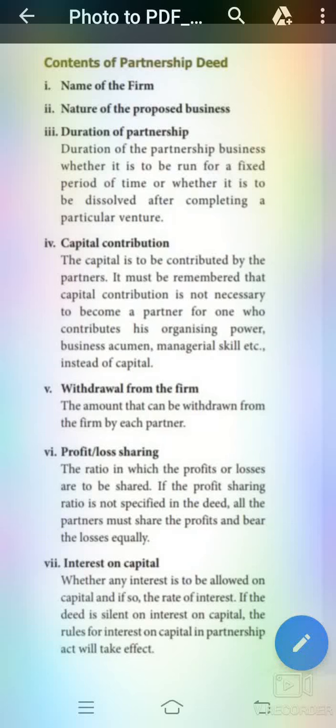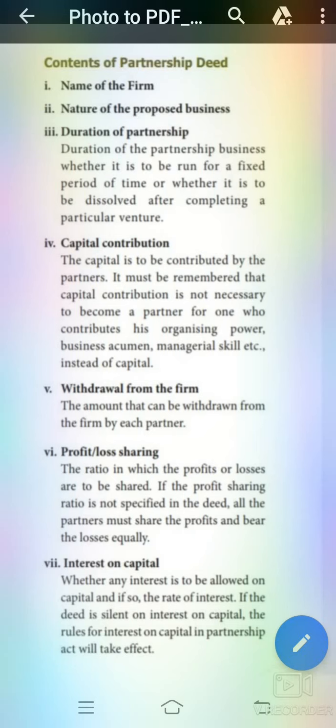The first topic is contents of partnership deed. What is the meaning of partnership deed? Actually, partnership deed is a written agreement which may be oral or in writing. But to avoid misunderstandings in future, the partnership deed should be in writing. Now let us see the contents of partnership deed.